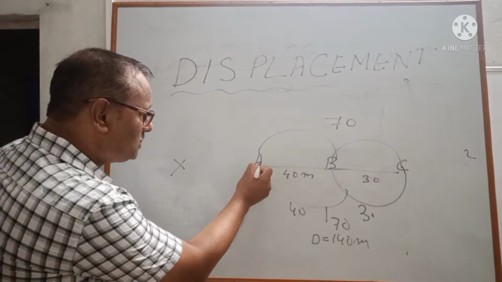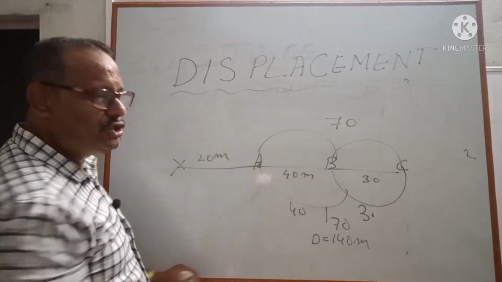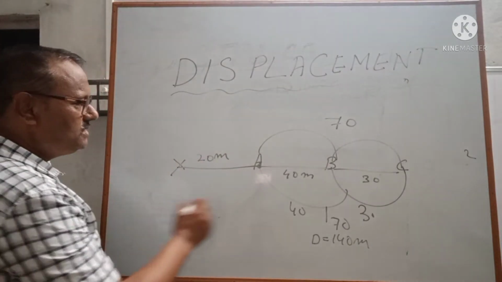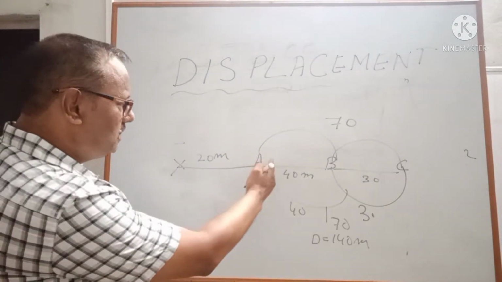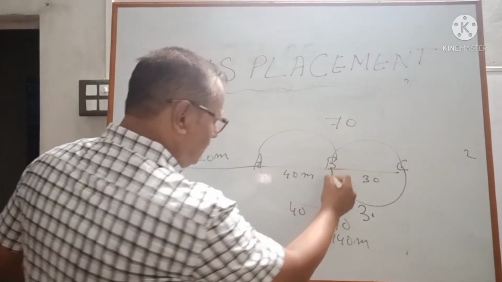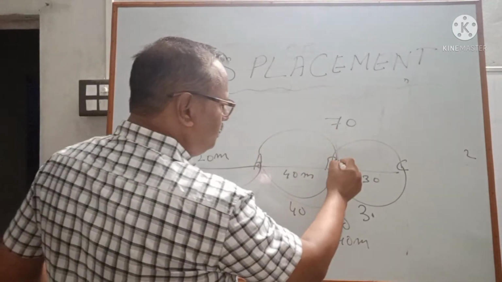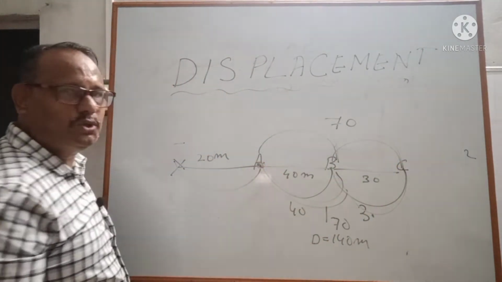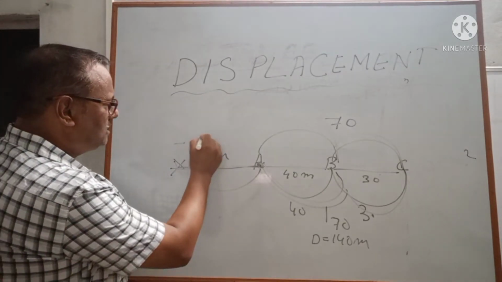Now if he travels back from A to X, which is 20 meters, if he travels from A backwards 20 meters, then we will see his displacement will be negative 20 because it is in the negative direction. So if this was plus, this is minus, this is negative. That means he traveled 40 plus 30, he came back 30 plus 40, displacement was 0. When he left this place and again came to X, his displacement was minus 20.